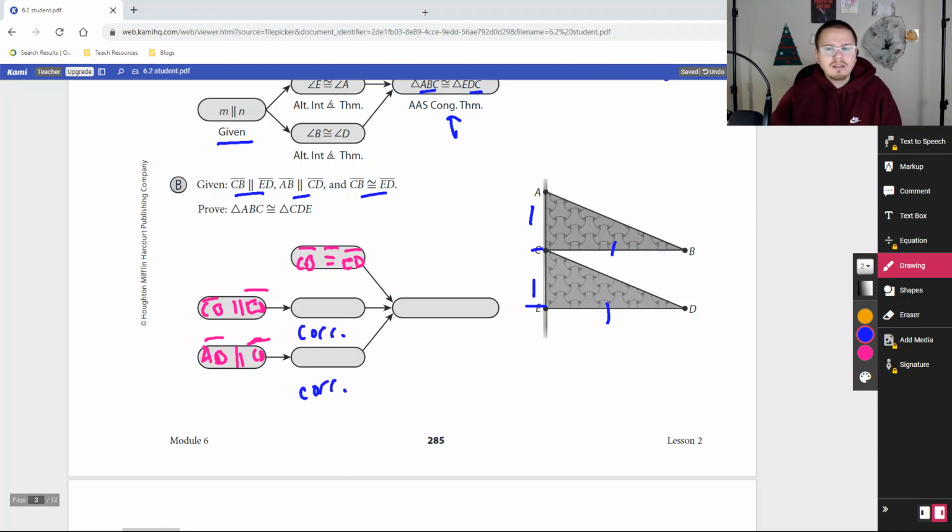Corresponding. So we have angle ACB. Angle ACB is congruent to CED. Right? Corresponding angles. So let me put that here. ACB congruent to CED. You might want to listen to me more than you read from me, right? We also have CAB and ECD.